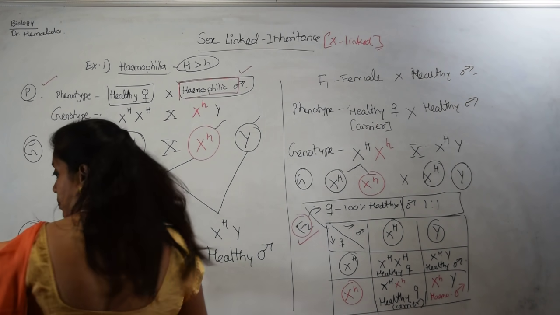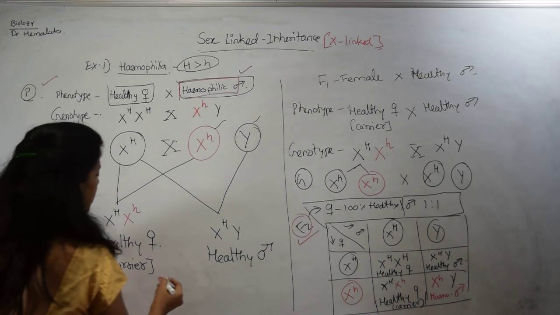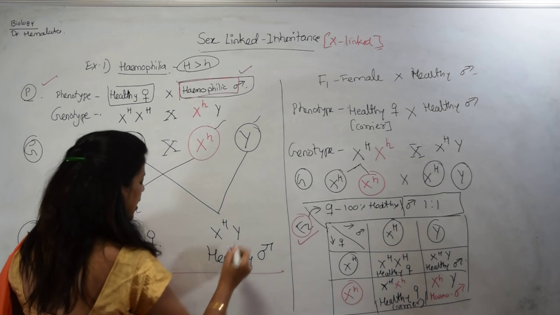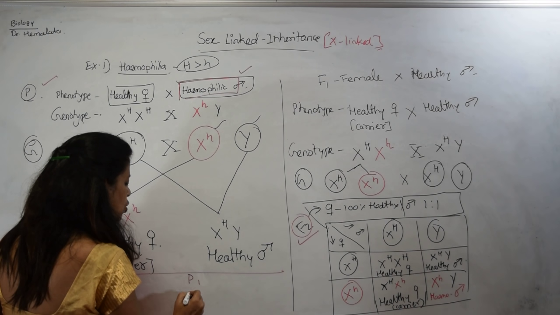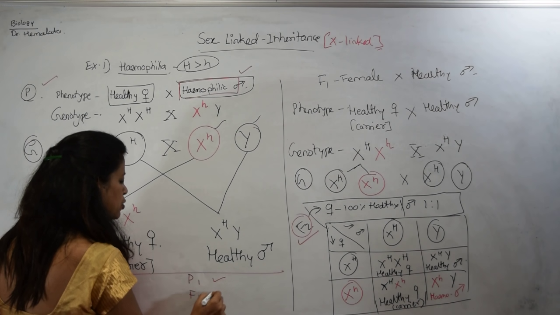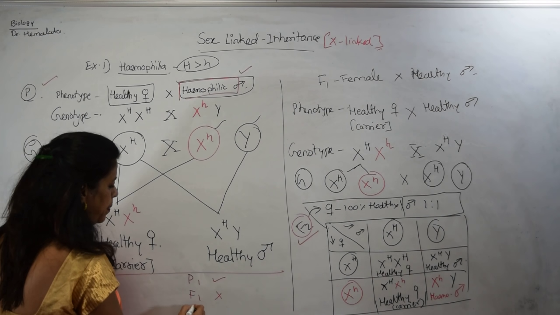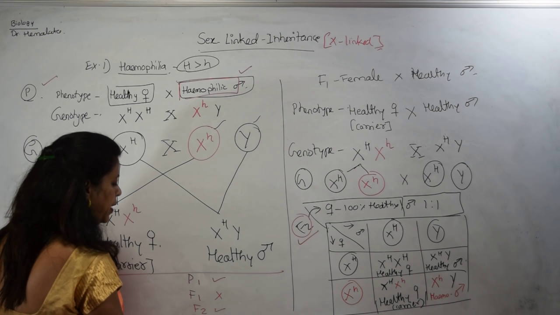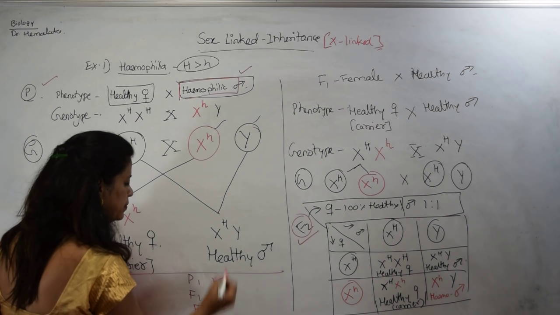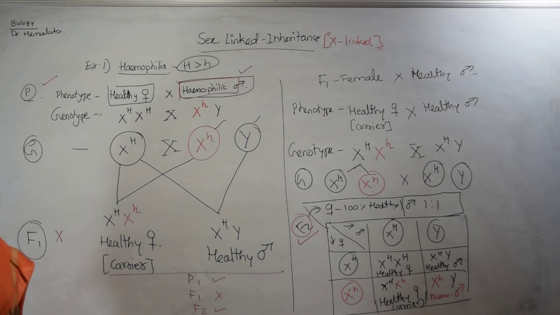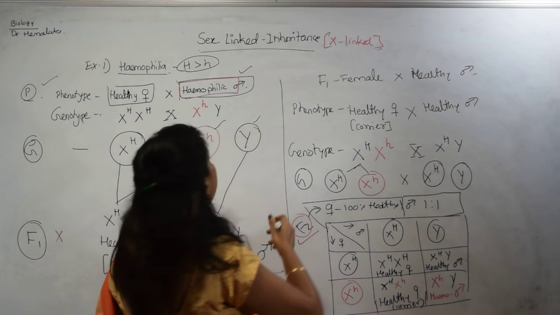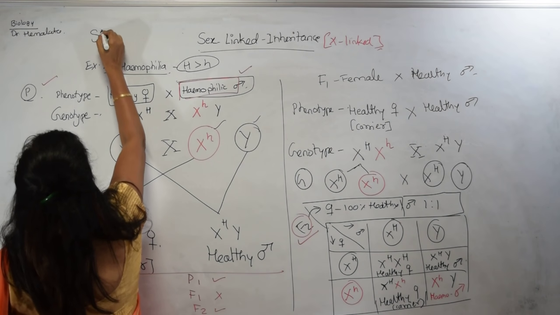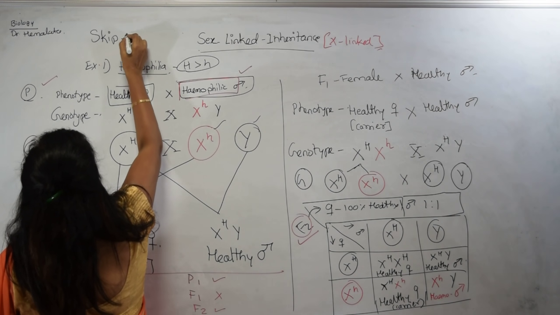Right? If it is present in P1, let me write here, again overall analysis. If it is found in P1, it is not there in F1. It reappears in F2. But in F3 it will disappear. This is the reason why we call all these sex-linked diseases or sex-linked inheritance as skip generation inheritance.